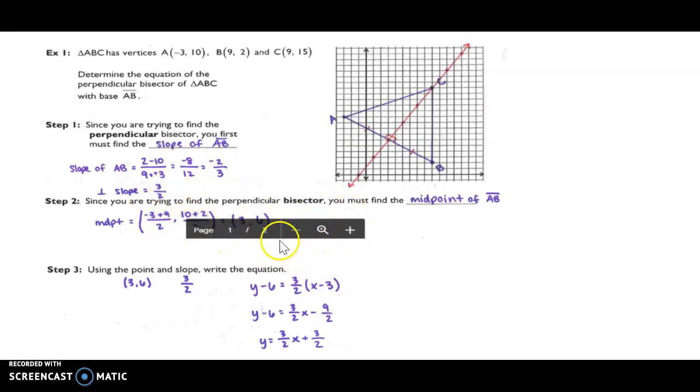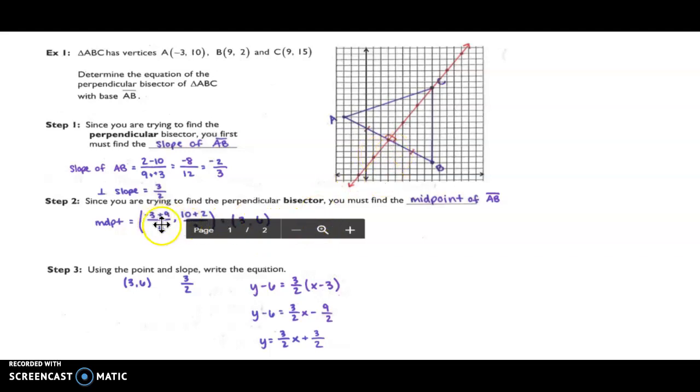By the way, I apologize for these little black bars. When I take screenshots or a snippet, sometimes these page indicators show up. So I apologize for that.